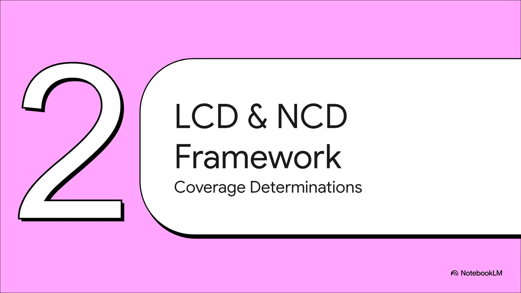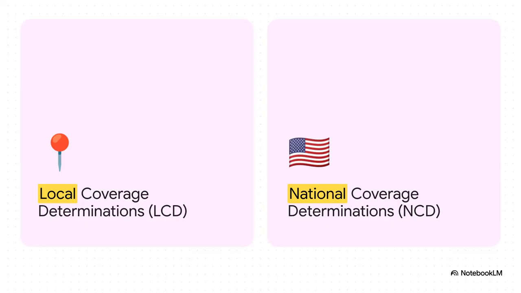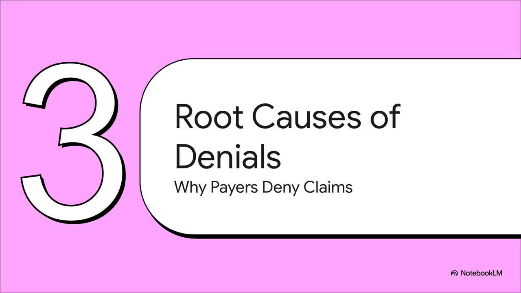Moving right along to Section 2, the LCD and NCD framework. Let's understand these coverage determinations. You can basically think of local coverage determinations, or LCD, and national coverage determinations, NCD, as the payer's ultimate rulebooks. They dictate the exact, non-negotiable clinical criteria required for any covered procedure. They spell out precisely under what clinical circumstances a service is considered reasonable and necessary. So if your claim's diagnosis doesn't perfectly align with the procedure according to these specific rulebooks, you are getting a denial for sure.